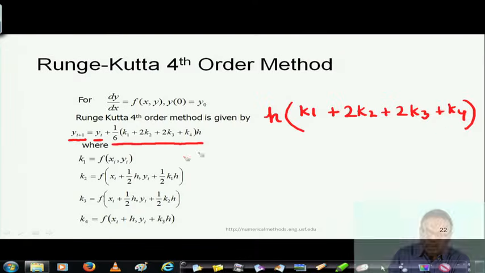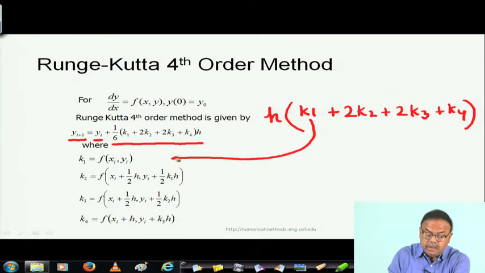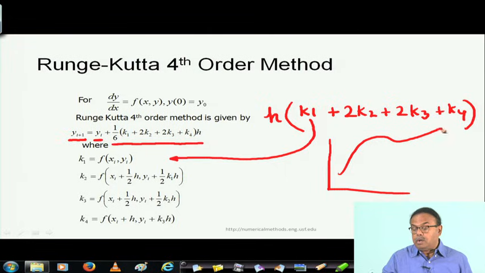Now, what is k1? k1 is nothing but, when I am taking for y_i, f of x_i, y_i, that particular function is k1. What is k2? k2 is f of, so suppose there is a curve. Now, I have been given the slope, I do not know the curve. If I know the curve, then I can find out the value of any particular y_{i+1} given any y_i. Now, given any y_i, I am trying to guess the curve, I am trying to solve the curve.